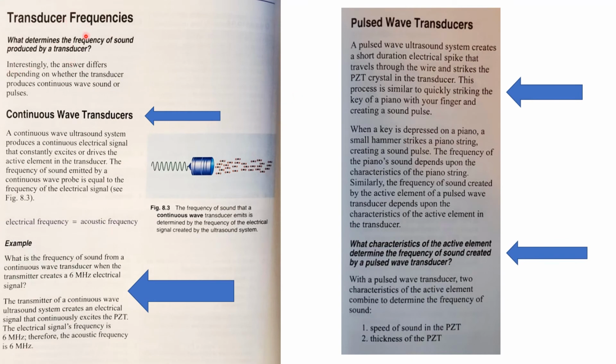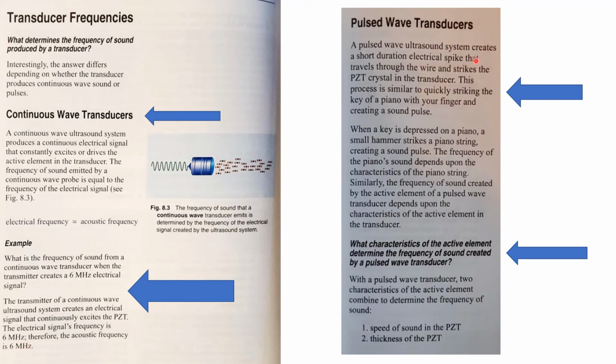Now, transducers can either be continuous wave transducers, or they can be pulsed wave transducers. And so here the electrical frequency is equal to the acoustic frequency. So if it's a 6 megahertz electrical signal, then the acoustic frequency is also 6 megahertz.